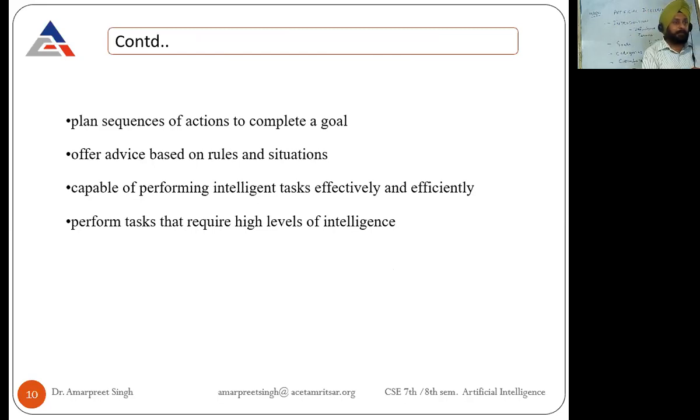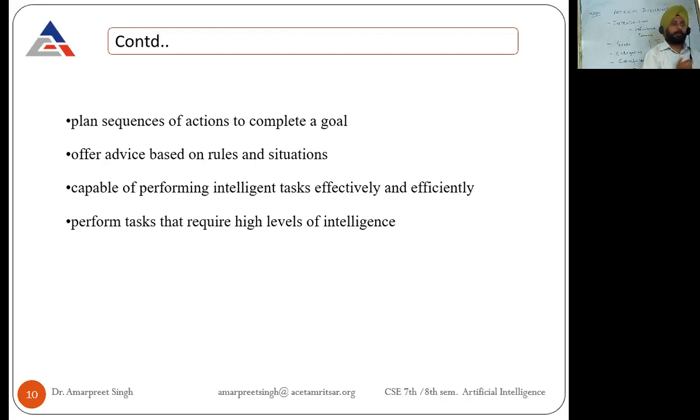It should plan sequences of actions to complete a specified goal. A goal can be any task in hand, any problem in hand. It should offer advice based on rules and situations, meaning what can be done. Situation is very important. We have to understand the situation, because according to that particular situation, some rules are defined. In this particular situation, this can be done and this cannot be done. So many rules are defined to solve the problem if we want to take some action, but rules are only implemented for a particular situation. If the situation changes, a different rule may apply.